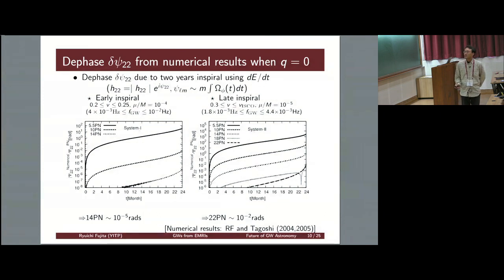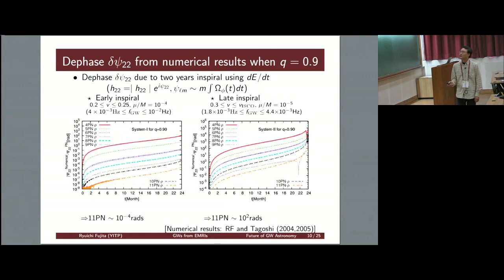So if you increase the post-Newtonian order, the error of the cycle will decrease even in the 2-year observation. For the early inspiral case, the 14 PN order result will achieve an error of the cycle of 10^-5 radian or so. Then for the case of strong field, the 22 PN results will give you 10^-2 radian error in the orbital phase or orbital cycle. But if you add the spin parameter of the black hole, then the situation will become worse, like this.